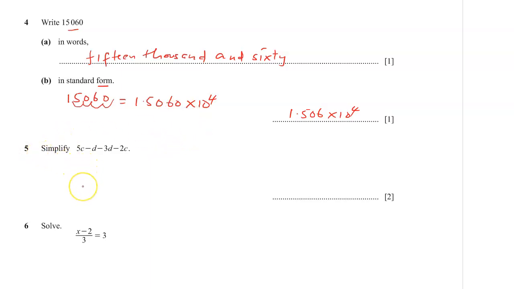Simplify this. Of course, to simplify this, you collect the like terms together. Okay, so C and C are like terms, so I'll have 5C minus 2C minus D minus 3D. Therefore, 5C minus 2C, that gives us 3C. Minus D minus 3D gives us minus 4D. Therefore, the answer is 3C minus 4D.